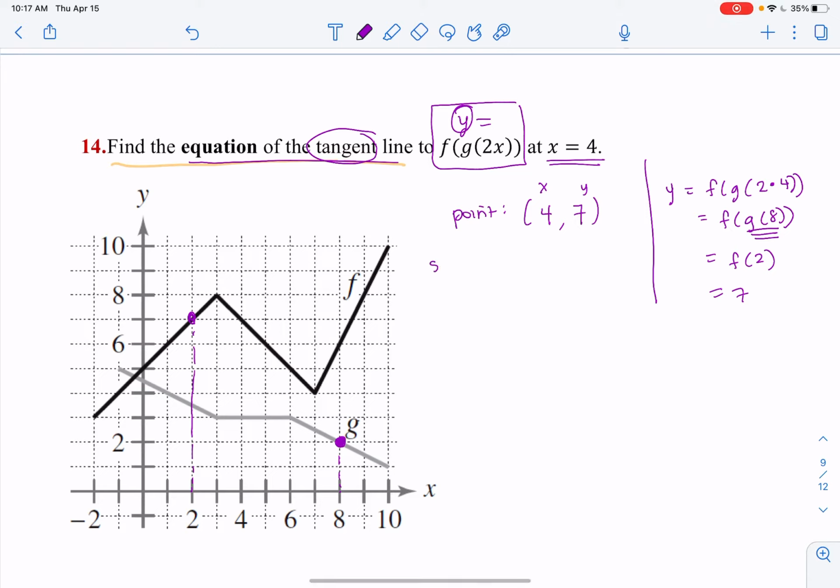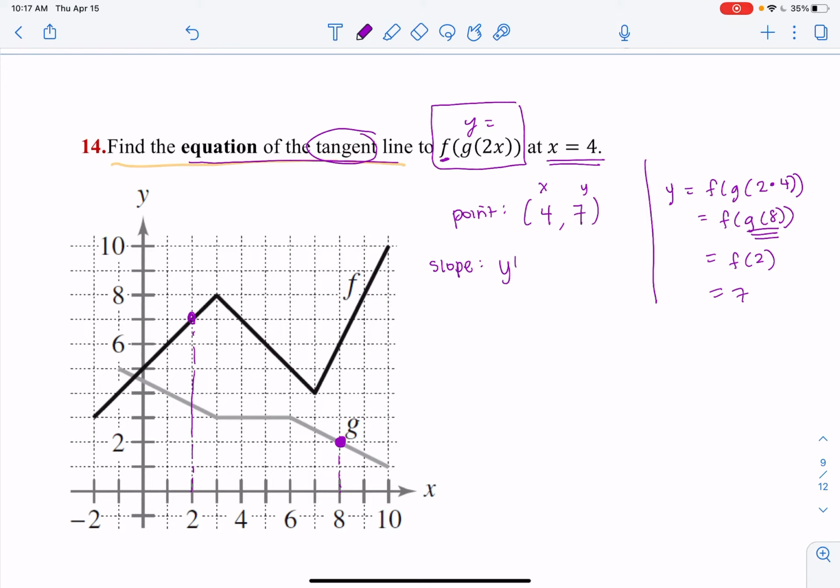Great. The next thing we need for the equation of the tangent line is our slope. So again, we don't want to write f prime of x because f is just a part of this function. So I'll write y prime. The slope is going to be y prime, the whole thing, its derivative.